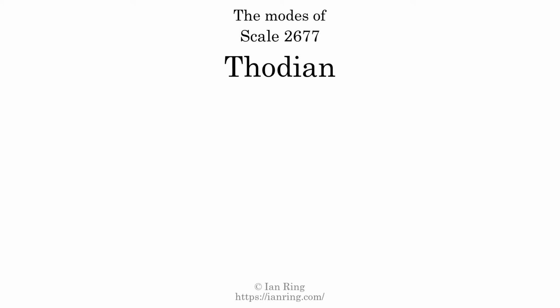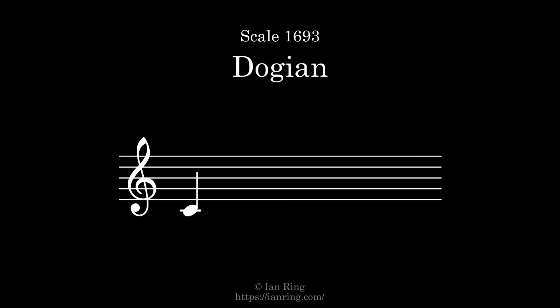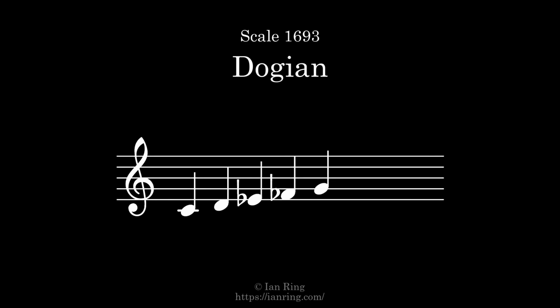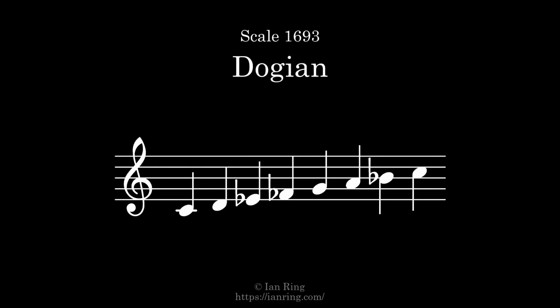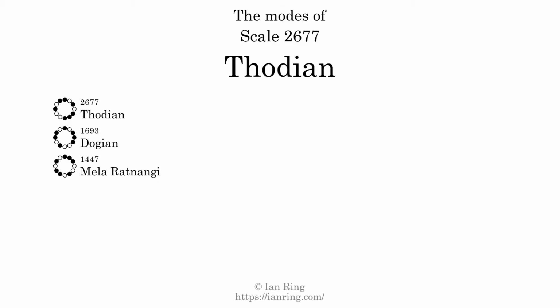This scale has 7 modes. The first mode is itself. The second mode is scale 1693, also known as Thodian. It sounds like this. The third mode is scale 1447, also known as Milaratnangi. It sounds like this.